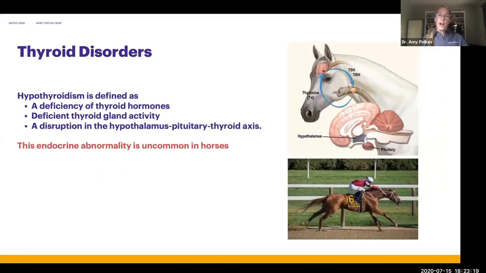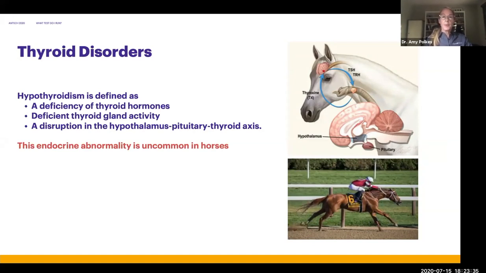Okay, I'm going to move on to thyroid disorders. And of course, as you can see, I'm just touching upon some of the main points of these diseases, because I'm really here to talk about diagnostic testing and not to really delve into the diseases themselves.